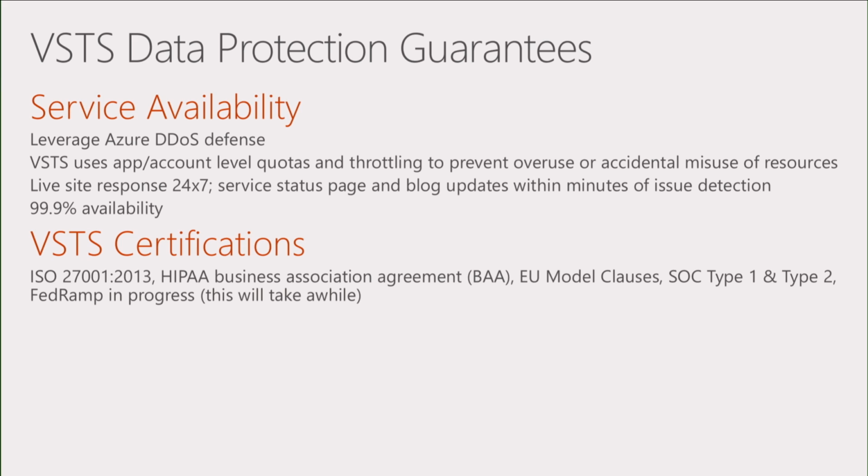Our service availability guarantees. How do we ensure that our service is up and running all the time? How do we protect our service? To protect against denial of service attacks, we leverage Azure DDoS protections. In addition to that, we have our own throttling. So if we see that somebody is accidentally or deliberately overusing VSTS resources, we throttle you down, thereby ensuring that any misuse or overuse of resources is not impacting other customers.